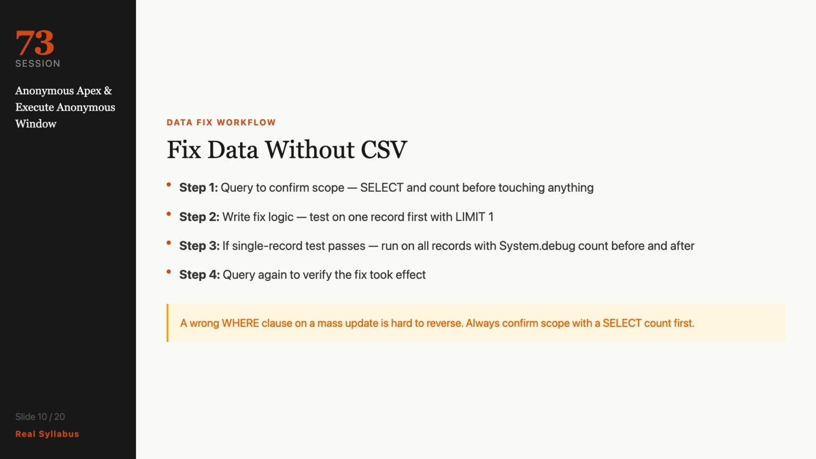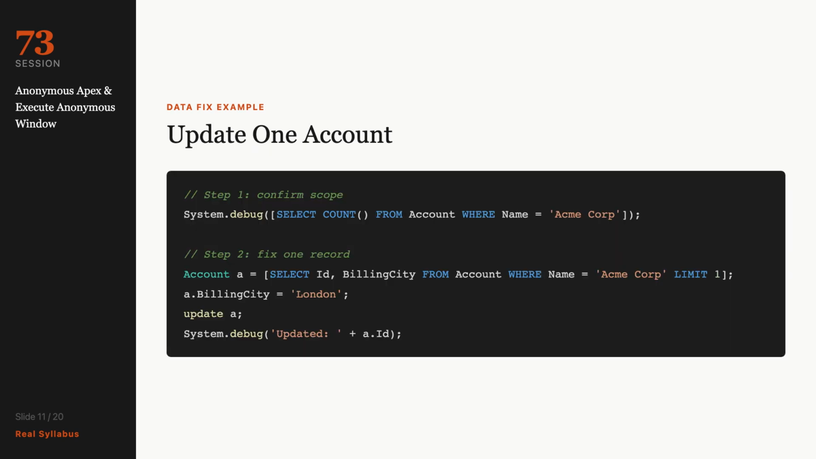Here is a concrete data fix example. You want to update the billing city for a specific account. The first line queries for that account with limit 1 to get exactly one record. The second line sets the billing city field to the new value. The third line calls update to persist the change. The fourth line uses system.debug to confirm the ID of the updated record. This entire sequence runs in one execution, in one transaction. If any line fails, none of the DML is committed.